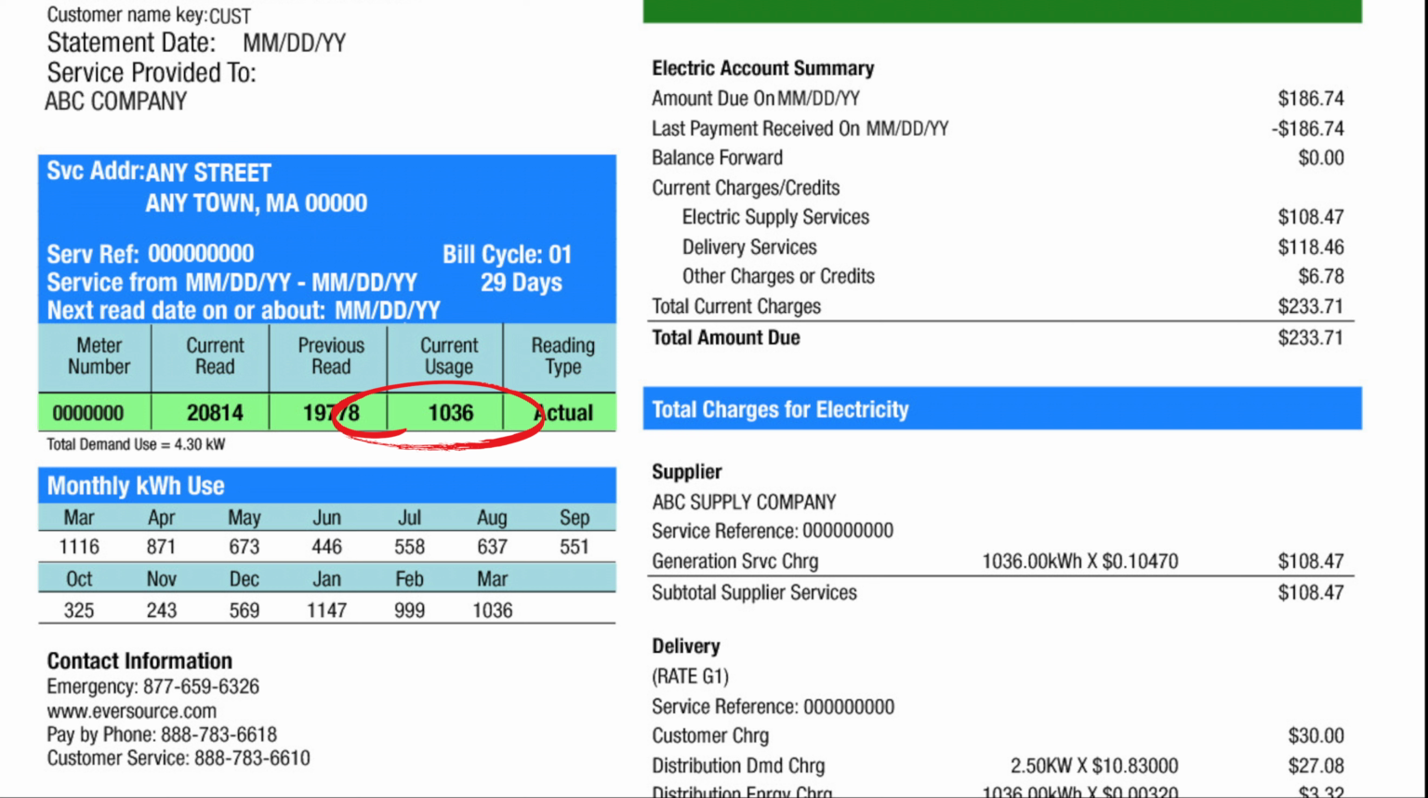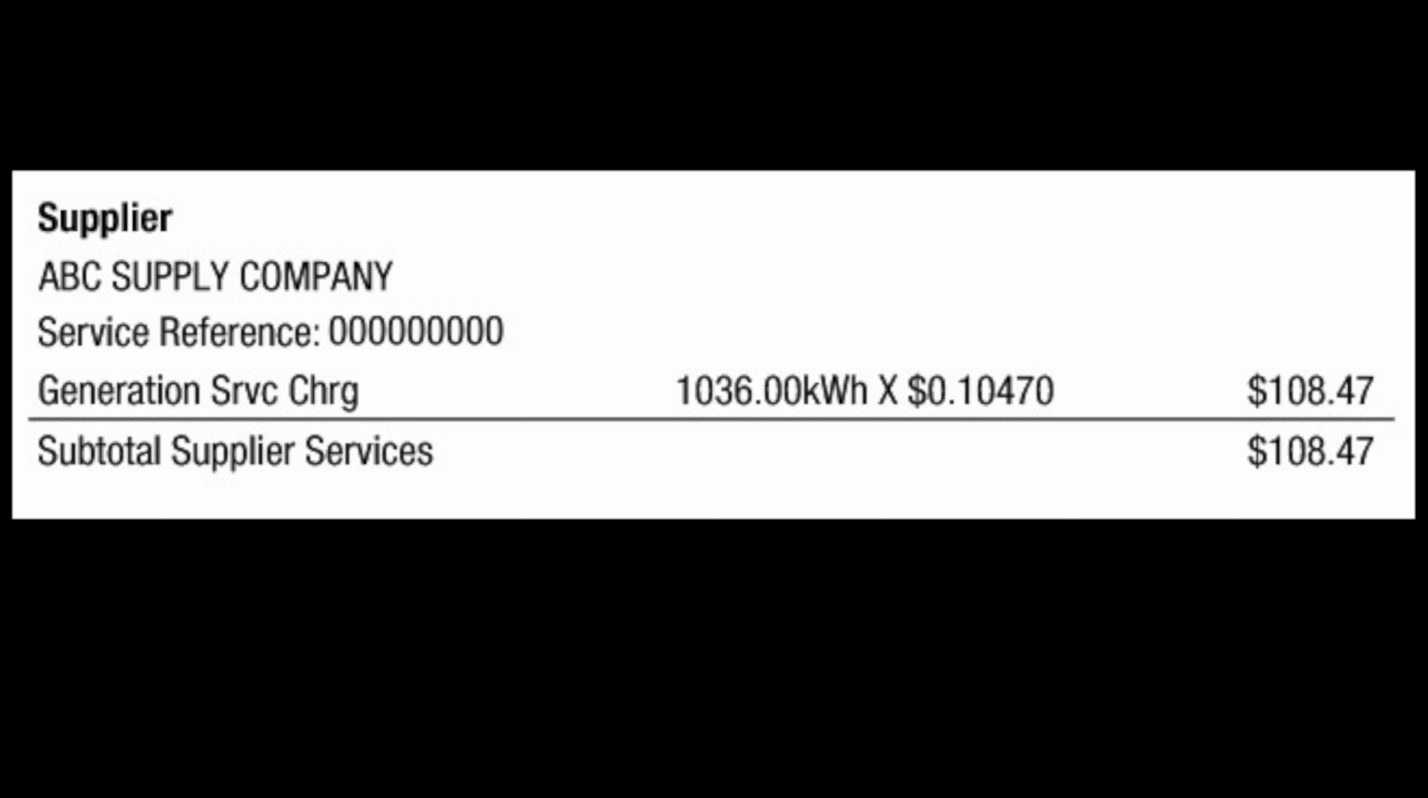And you can see that the charges here are actually broken up into two main types, supply and delivery. Supply charges are what it costs to produce the electricity that was used. Delivery is what it costs for the utility company to get that electricity to you. Let's take a look at each of these charges in a little more detail. The supply charge only includes a single rate per kilowatt hour of 10.47 cents. If we multiply that rate by the total amount of kilowatt hours used, which is 1,036, we get $108.47. The delivery charge is a little more complicated.